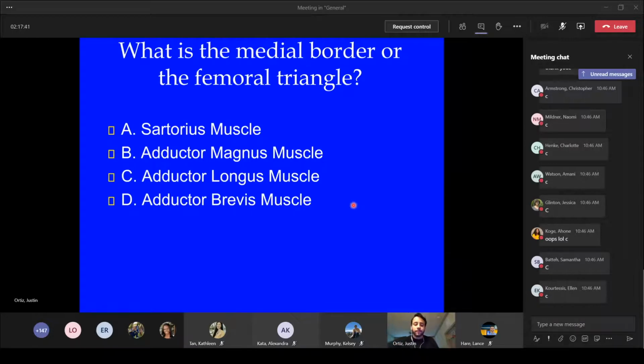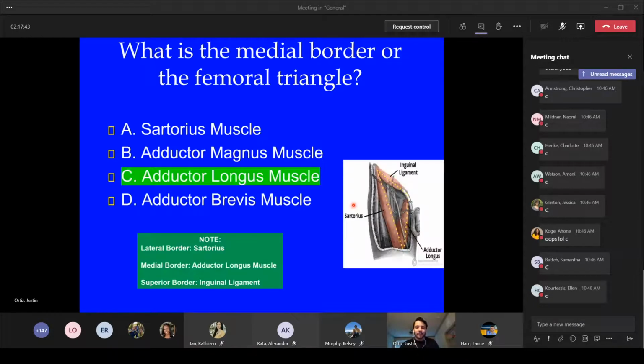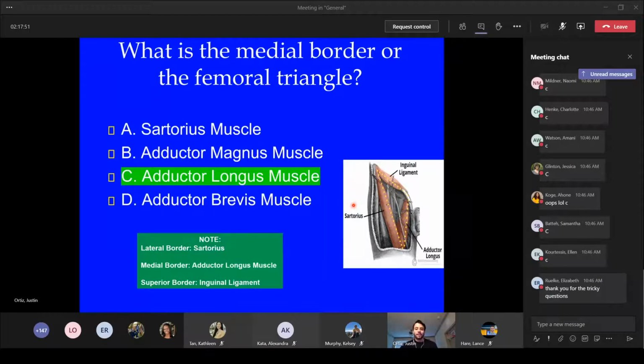All right. So yes, it's going to be your adductor longus muscle. I put these questions in these PowerPoints for a reason. I like to put questions that are not only going to challenge you, but also help you use it as study material. So for example, now you'll be able to use this question to study the borders again, which would be right here, which is why I put this image here to help you study it.